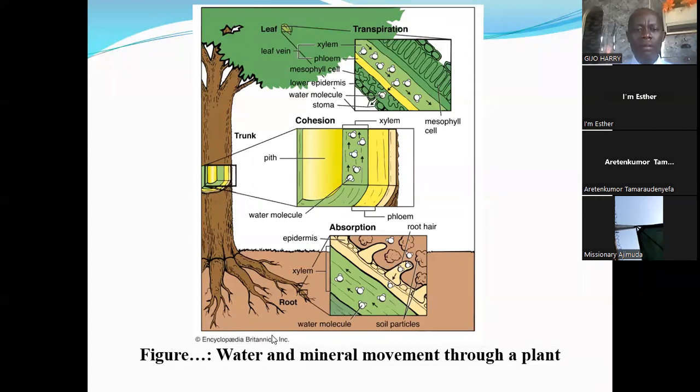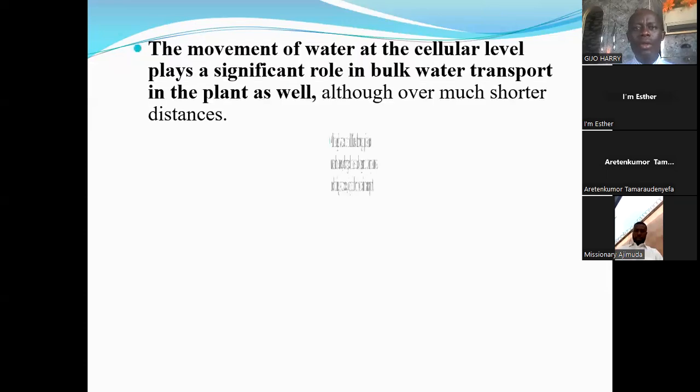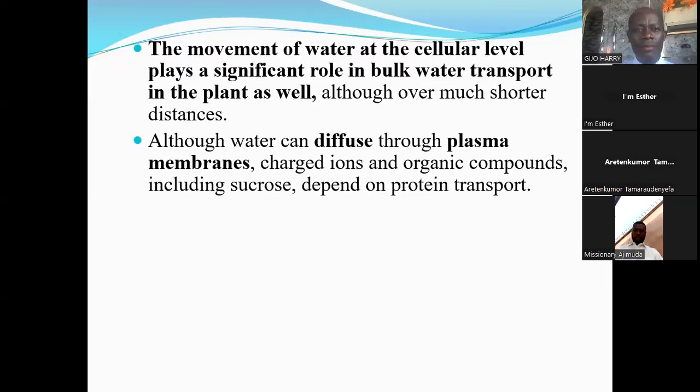Okay, so minerals and water move upwards. One, through the pulling action of transpiration that occurs in the leaves. Then two, as a result of the cohesive forces that exist between water molecules, and the adhesion of water molecules to the walls of the xylem tissues. Those are responsible for the movement of water from the roots to the top of a tall tree. So it's no magic. This is made possible because of these three factors.